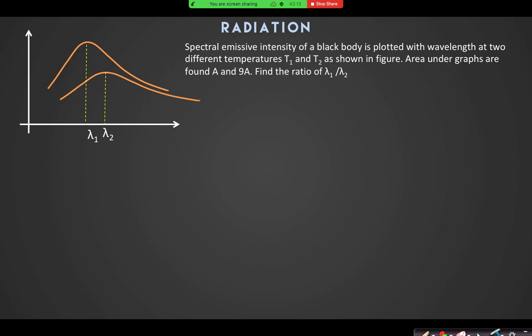Now let us talk about this question where spectral emissive intensity is plotted against wavelength at two different temperatures T1 and T2, and the areas are found to be 9A and A, because the area under T1 is more than the area under T2, right? So think about 9A and A, right? So what is the ratio lambda 1 by lambda 2? You have to calculate.